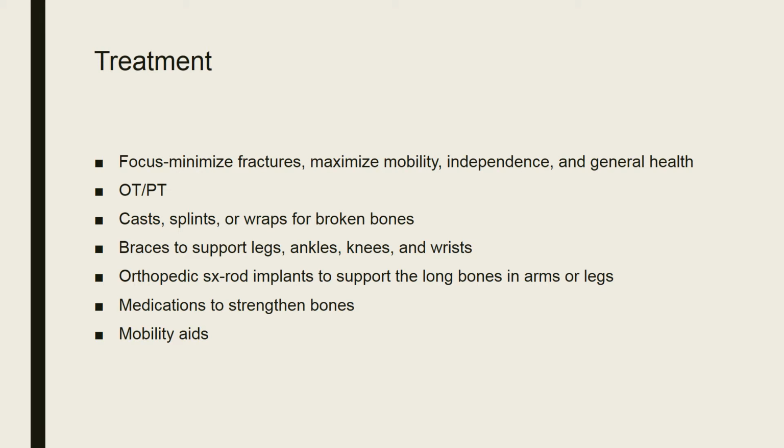Certainly OTs and PTs will work together on this. OTs may be doing splinting or serial casting for broken bones, or that may be done in an orthopedic clinic. There may be braces to support legs, ankles, knees, and wrists, a kind of joint protection. There may be orthopedic surgical rods implanted into the bones to support the long bone, because again, you see a lot of bowing, which is going to contribute to joint issues and muscle issues. So you may have those orthopedic rods implanted to promote typical bone growth.